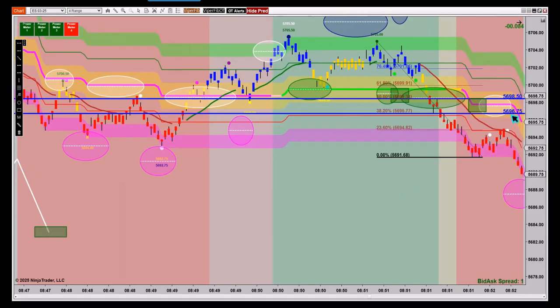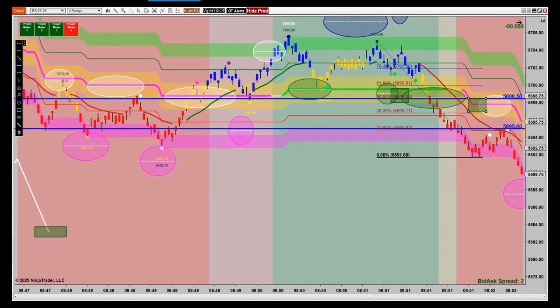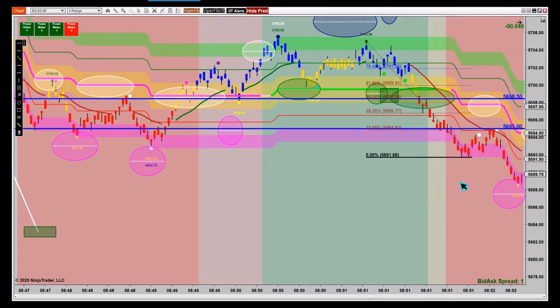Took out the low, so guess what? We draw it again. Now this goes away. Low, high, lower, low, right? Let's see what we get. Now we got to draw our fib again, but it's from down here.